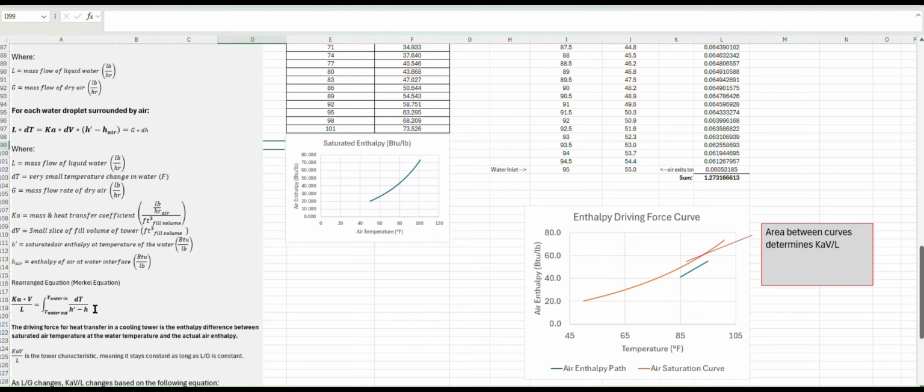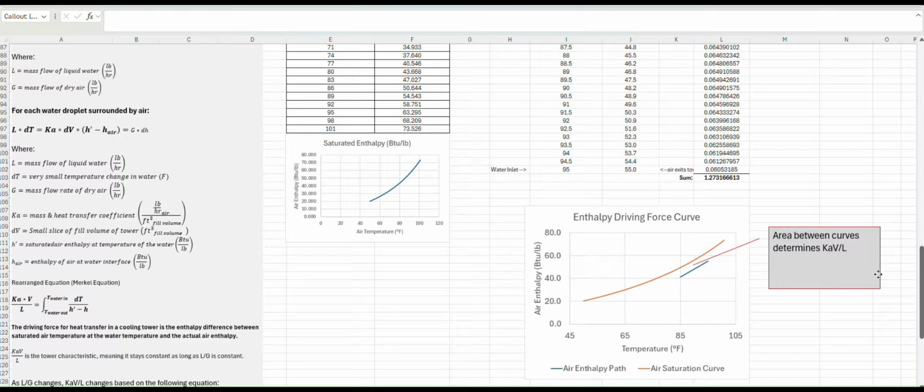So when I say driving force, I mean what's causing that to change and at what magnitude. It's that enthalpy difference of air and if that air were saturated at the water temperature. So your driving force, for example, for heat transfer in a heat exchanger is temperature difference. Your driving force for flow in a pipe is pressure difference. Well, in a cooling tower, your driving force for heat transfer is your enthalpy difference of air at its current conditions and if it were saturated air at the temperature of the water.